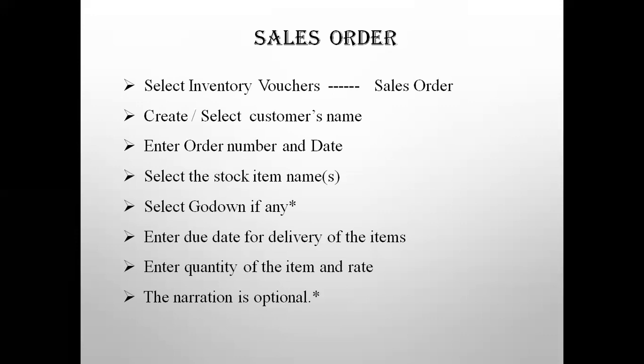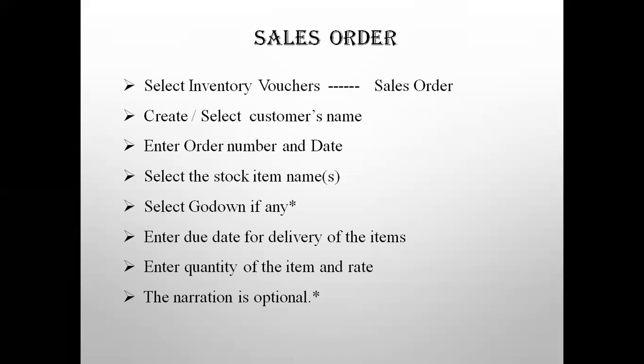Select the stock items, the item or items which you have named, then select the godown. This step also is optional. See, I have marked an asterisk here, and this is optional. So if you have multiple godowns, you can select the godown or the warehouse if you have created it earlier. Then enter the due date for the delivery of the items.